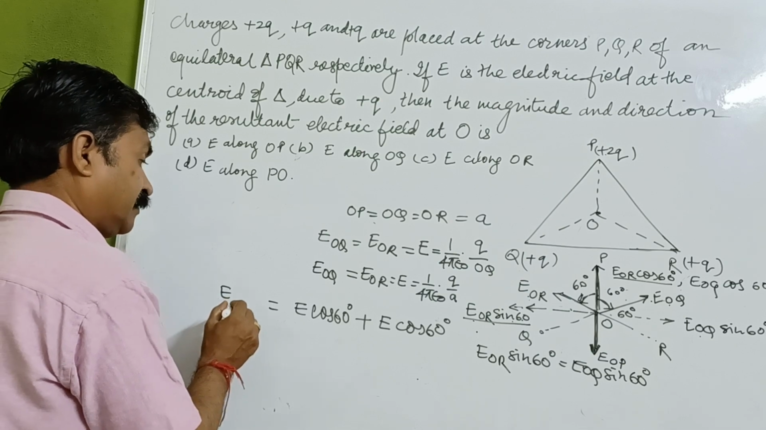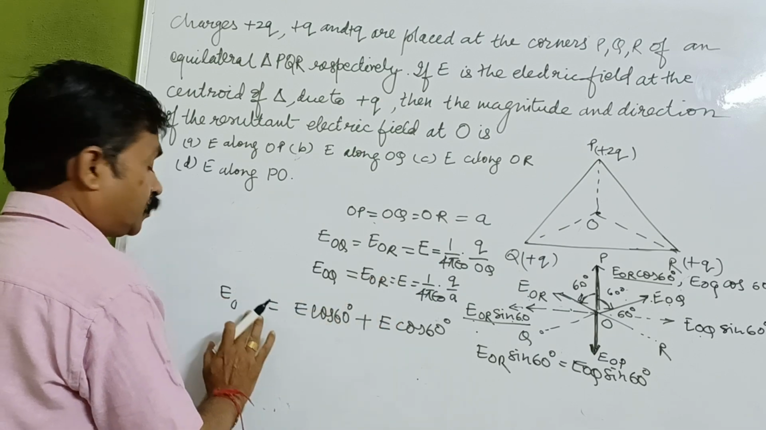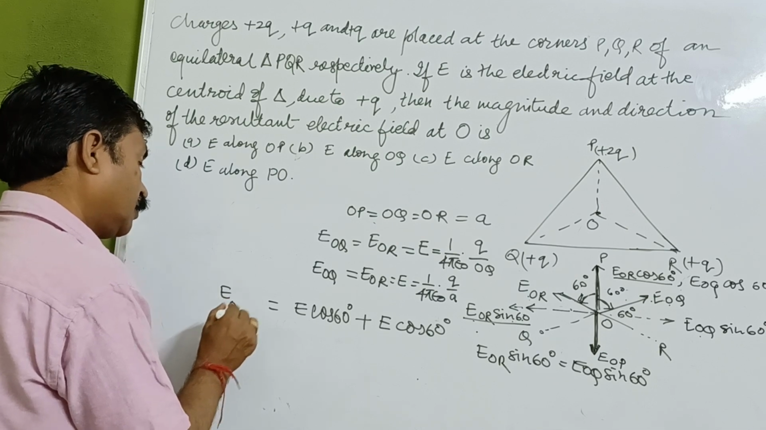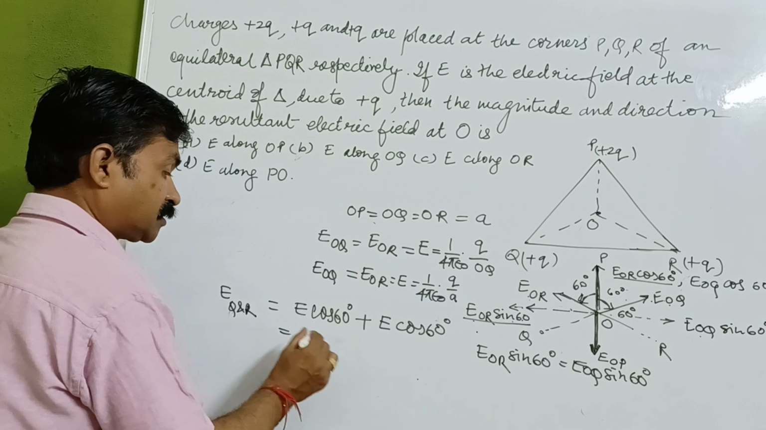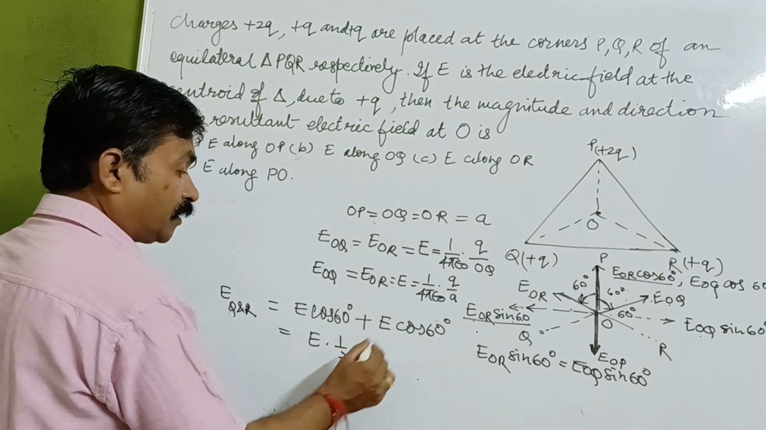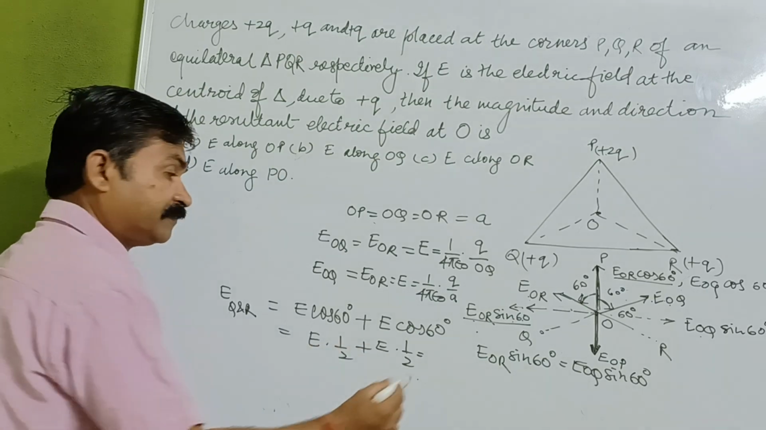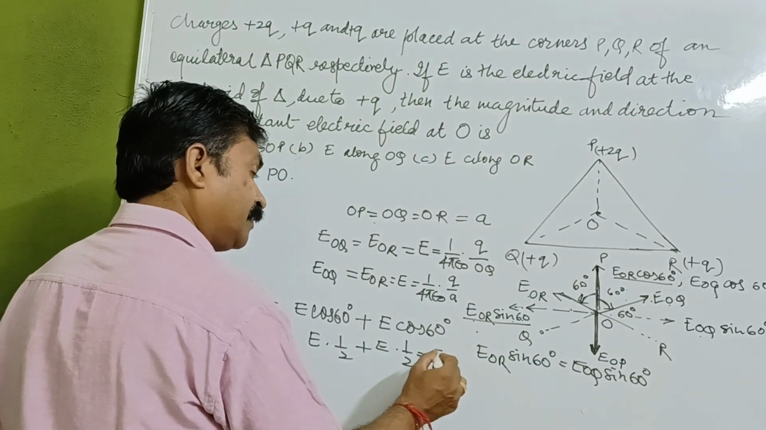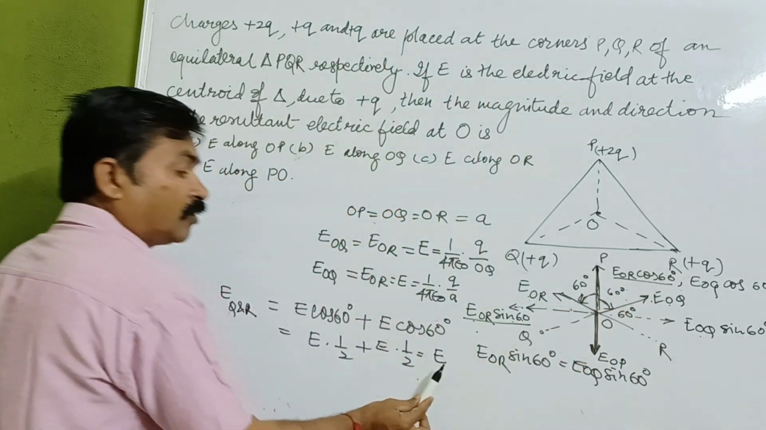the electric field because of Q and R. So E cos 60 multiplied by 1 by 2 plus E into 1 by 2 will give you E half plus E half, which is E. So the electric field which is acting in this direction is E.